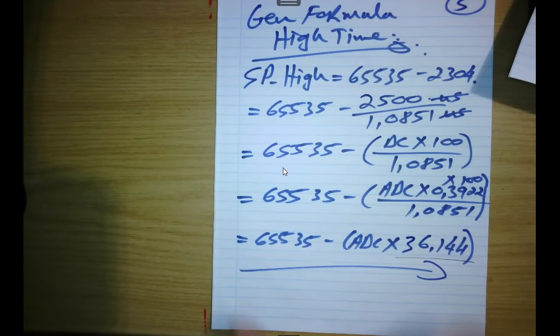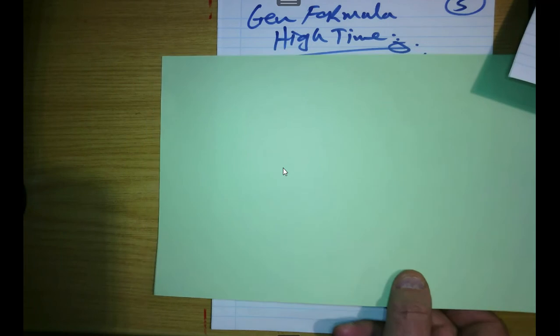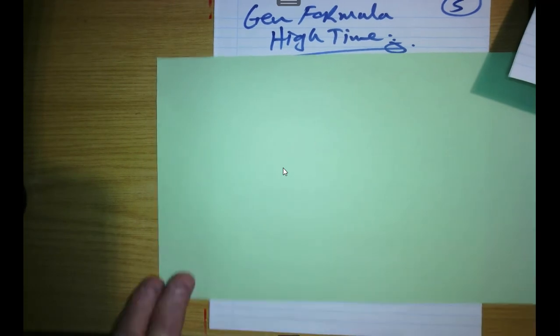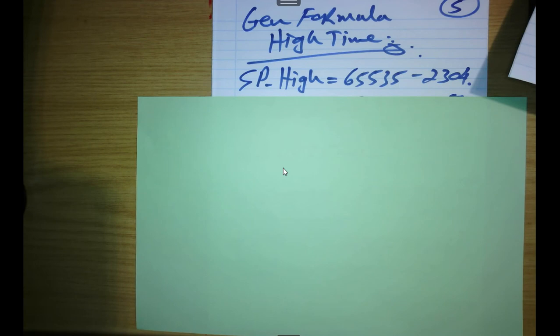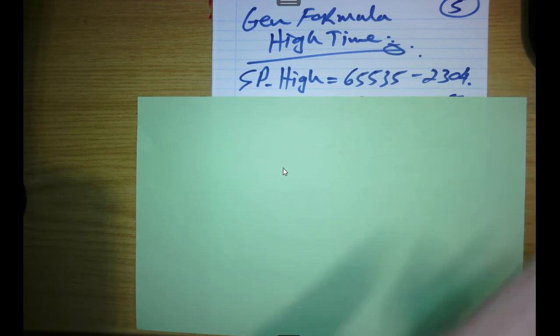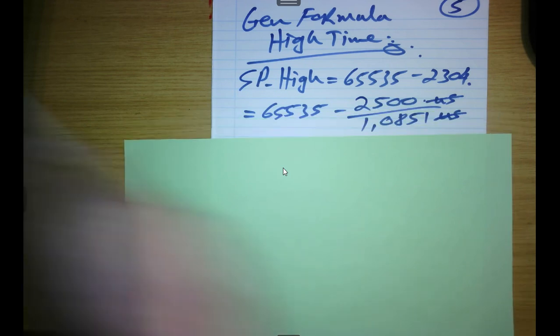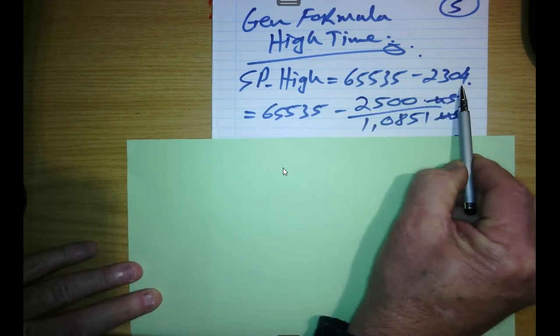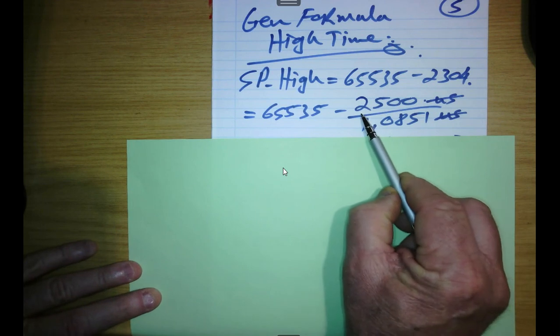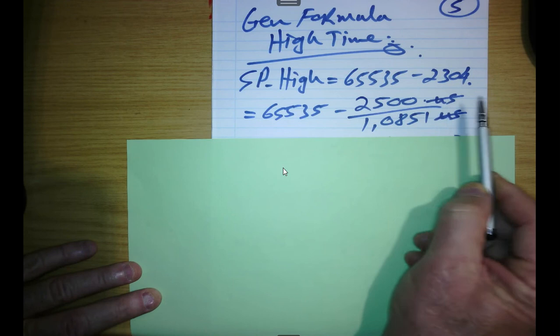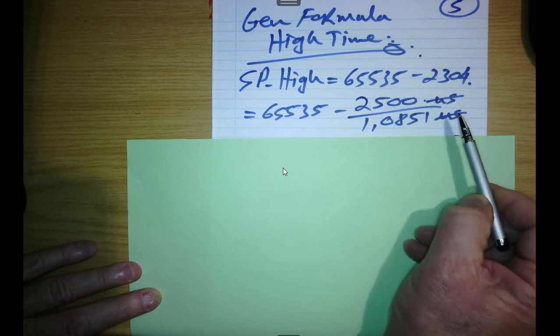Now let's quickly look at how to generate a formula for the high time. I'm just going to work backwards now, and I'm going to say, okay, your start point is 65,535 minus that 2,304, which we've already calculated. And this 2,304 was calculated by dividing 2,500 microseconds by 1.085 microseconds. And the microseconds, of course, cancel out.